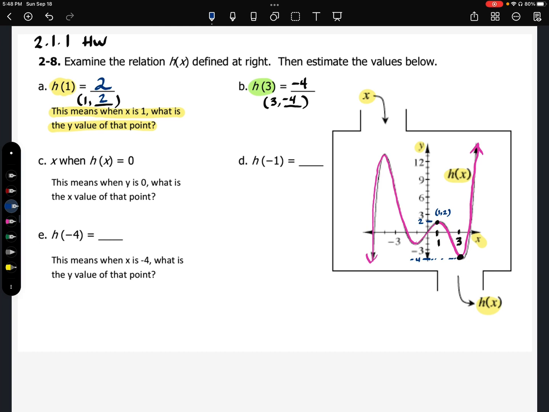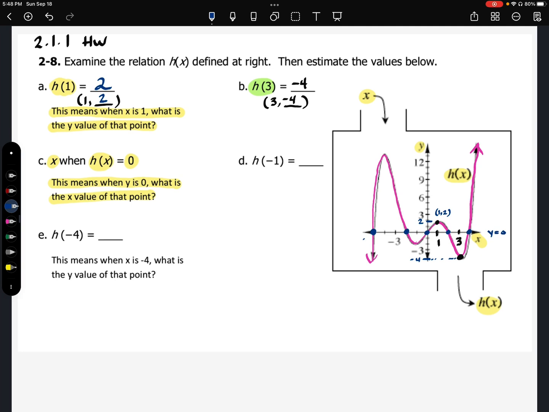Okay, letter C says for us to find x when h of x equals 0. So that means when y is 0, what is the x value at that point? Well, as we trace our graph, remember, your x-axis is where all the y values are 0 because you haven't gone up or down at all. So as you're tracing that graph, it looks like you're going to get a few points that have y coordinates of 0.